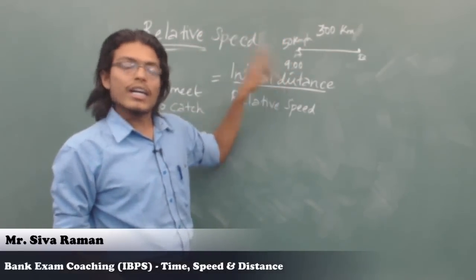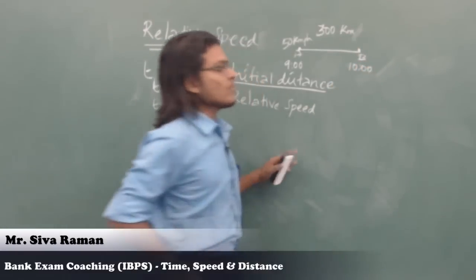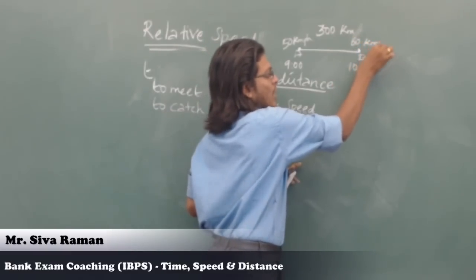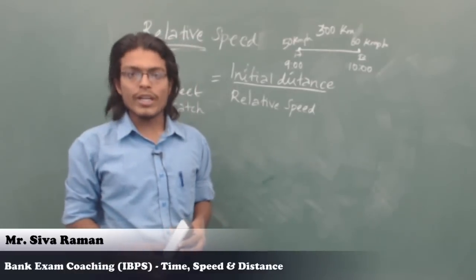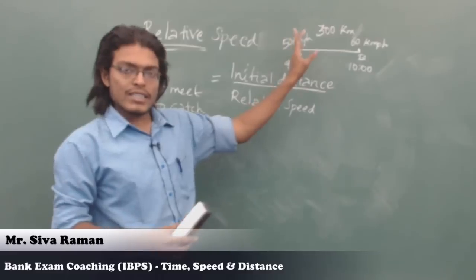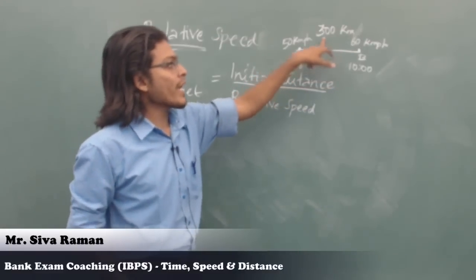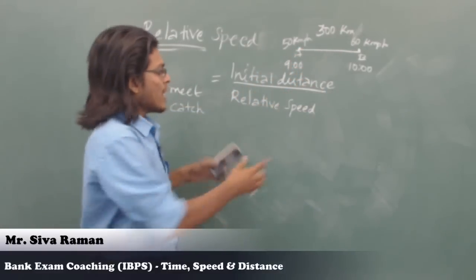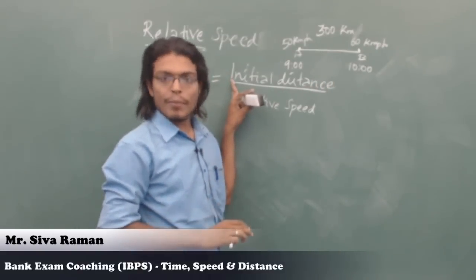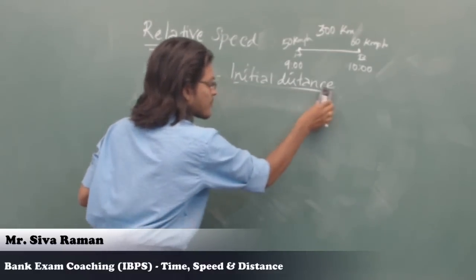It is starting at 9 o'clock. Here at 10 o'clock, a bus starts at the speed of 60 km per hour. Right. Okay. The thing is, if you have this, the question will be like, at what time will they both meet. But to find that, we need to know what the term initial distance means. I will tell you.